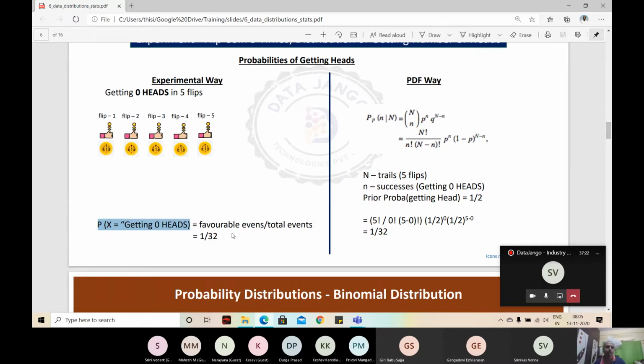I'll make one statement here and reiterate the same thing again. When you are calculating the probability of 0 heads, or getting 1 head, or getting 2 heads, or getting 3 heads, the denominator is going to be 32 only. Do you agree with that statement? Did you understand that statement? When you are calculating probability, the numerator may change, but the denominator will stay the same for all probabilities, for all different values of the random variable x. Do you agree with the statement?